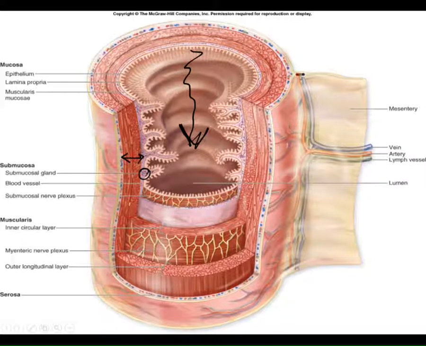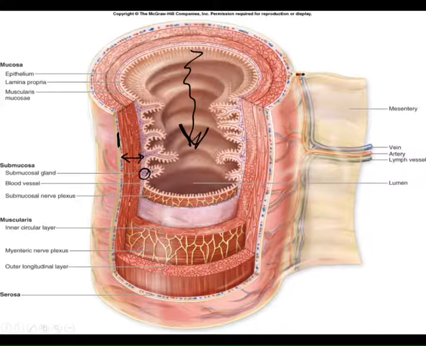Then lastly, what is surrounding the outside of your intestines? Lab 1, day 1. All of the organs in your abdominal pelvic cavity have what lining them or touching them, covering them? Visceral peritoneum. The abdominal pelvic wall would have parietal peritoneum, and your gut and your stomach would have visceral peritoneum.